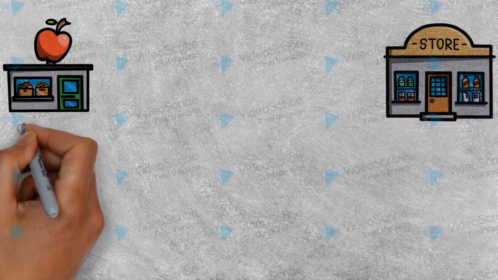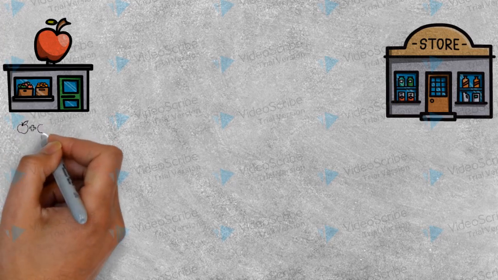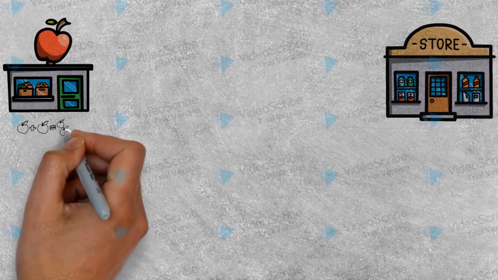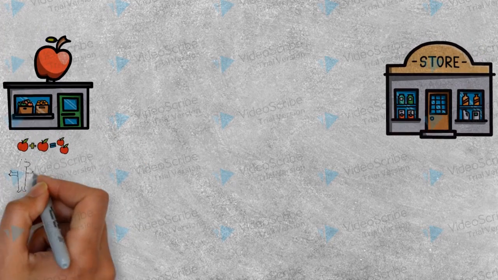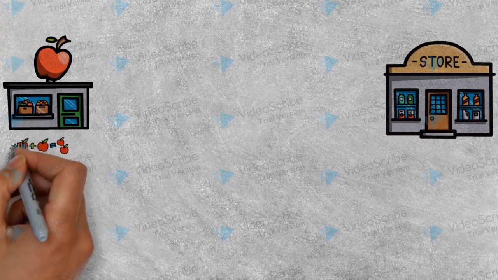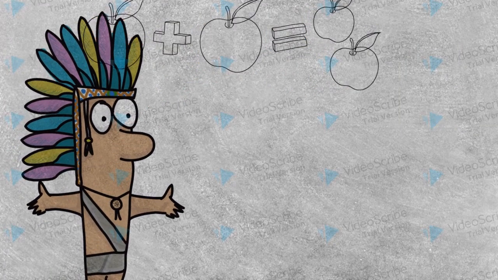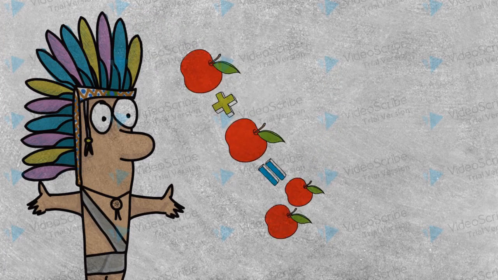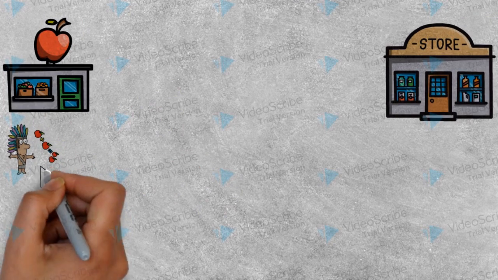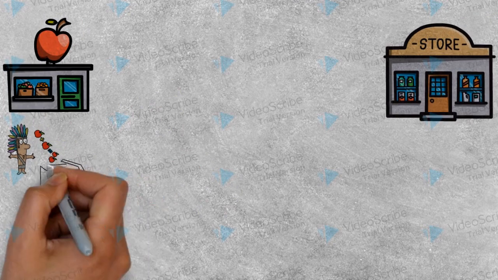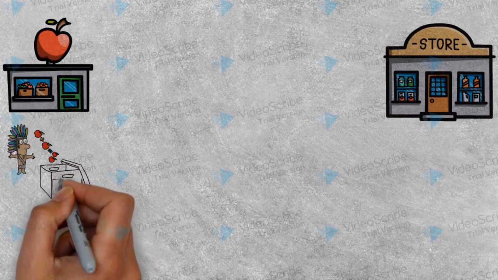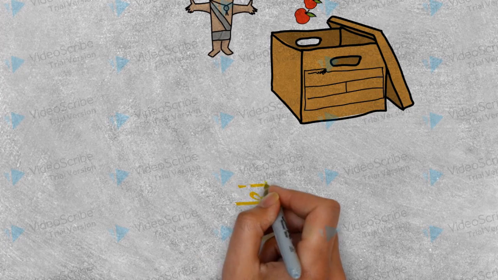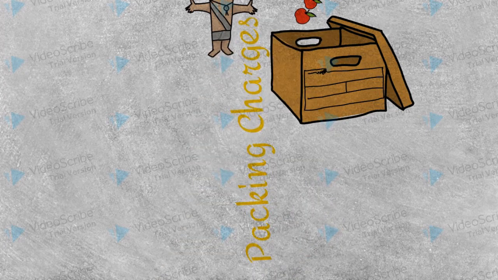The happy firm, after getting the order, immediately passes on the message to its employee who handles the packing section. The man ensures the timely packing of the required number of apples in a wooden box and places it for delivery in their storeroom. For this service, the firm charges the Amritsari store packing charges.